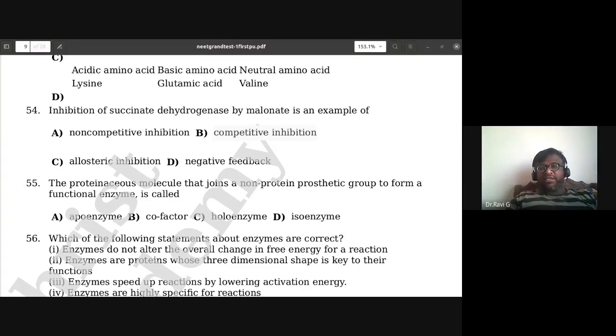Good, Chaya, Tejaswini, and Geetika. Good. Others also can participate by answering the questions. You can just type it.